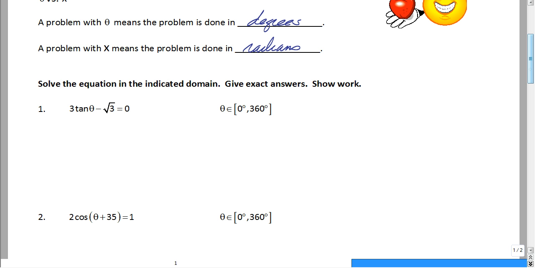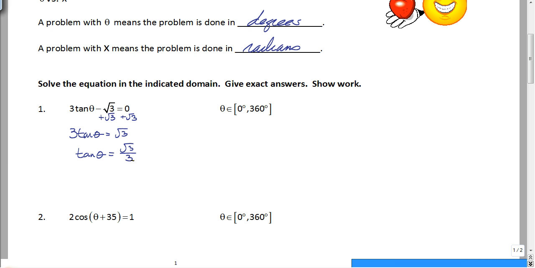So to do that, we're just going to start solving. The first thing you're going to do is add the square root of 3 to both sides. That'll give you 3 tangent of theta is equal to the square root of 3. And then you're just going to divide both sides by 3 to get tangent by itself. So the tangent of theta is equal to the square root of 3 over 3.